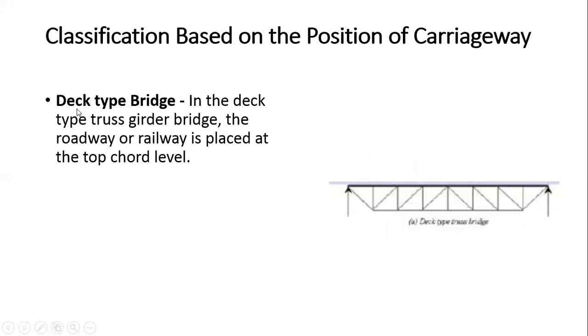Next comes the classification based on position of carriageway, where our traffic moves. The first classification is called deck type bridge. In the deck type bridge, the road or the railway line or the traffic is passed at the top chord level. So this is my truss. This is the bottom chord members and this is the top chord members. If the load is passing over the top chord members, or you can say the road surface or the railway line passes over the top chord member, then we call it a deck type bridge.